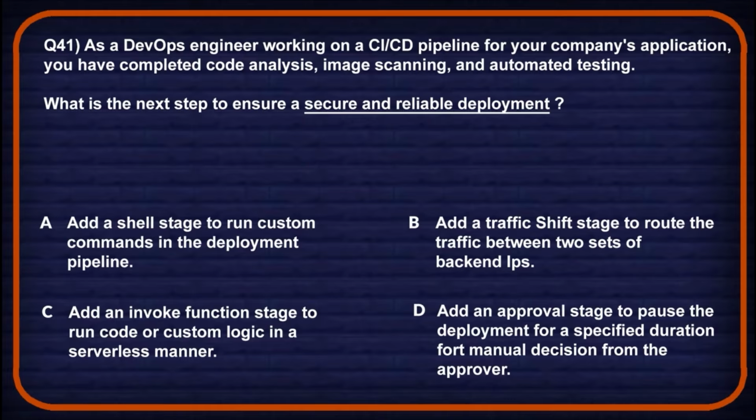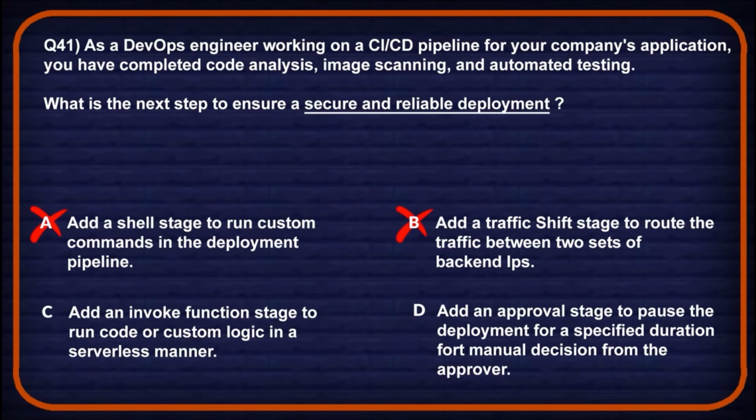Add a shell stage to run custom commands in the deployment pipeline. A shell stage executes custom commands but does not provide deployment approval or enhance security. So option A not a good answer. Moving on to option number B. Add a traffic shift stage to route the traffic between two sets of backend IPs. Traffic shift stages manage routing backends but do not ensure deployment security or approval. So option B again a wrong choice.